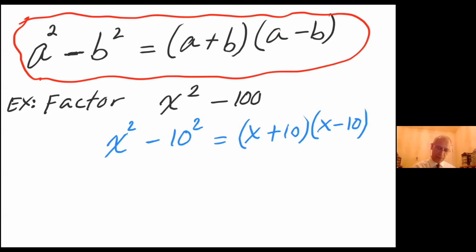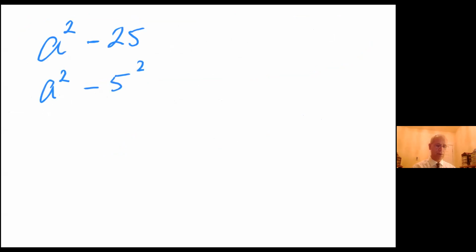Let's try another example. Suppose I want to have a to the second minus 25. I can rewrite this as a to the second minus 5 to the second. So now I can factor this as a plus 5 times a minus 5.